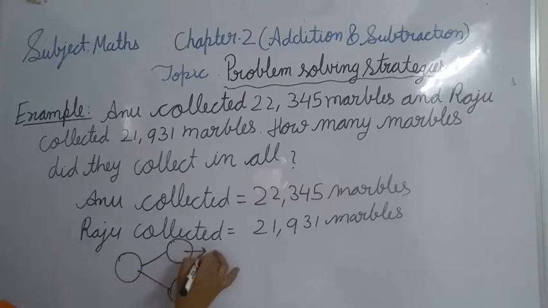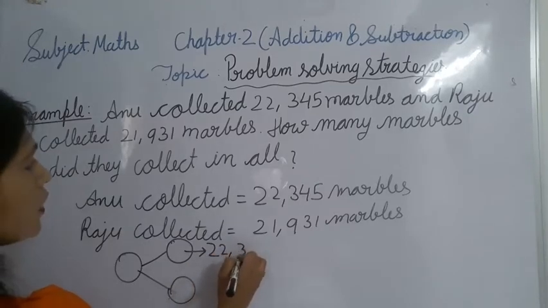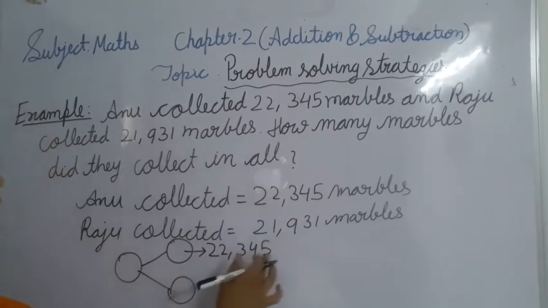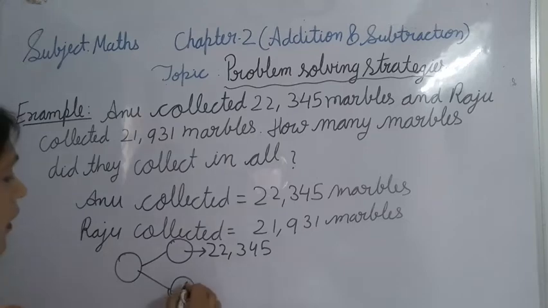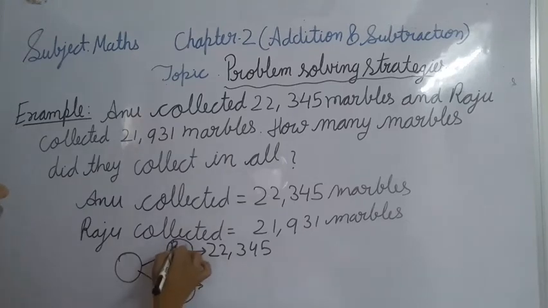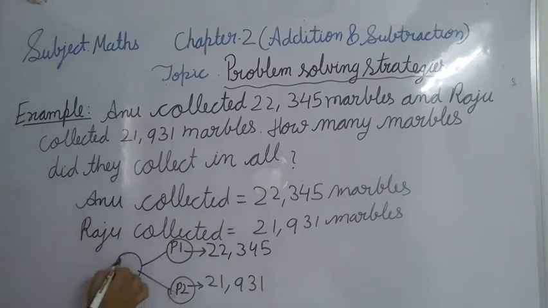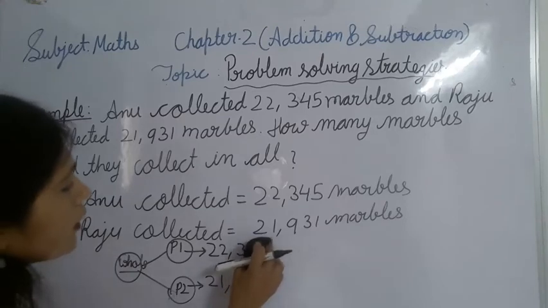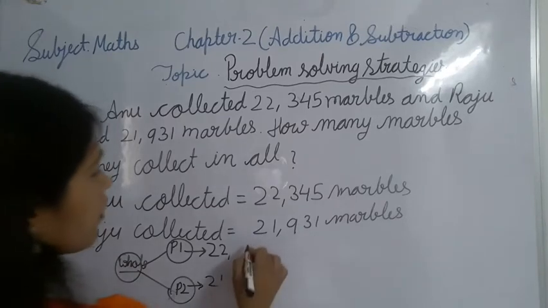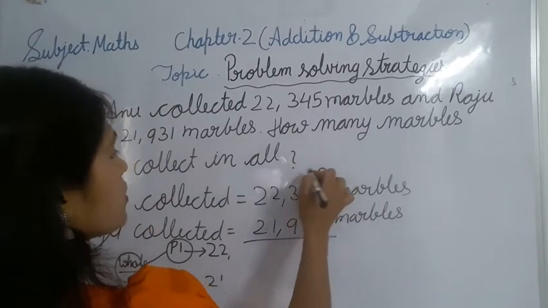Here we'll write Anu's marbles, 22,345, and here we'll write, this is part 1, this is part 2, 21,931. Now we have to find the whole. Whole means total marbles. So let's add them. I am adding them here. Mention their houses.